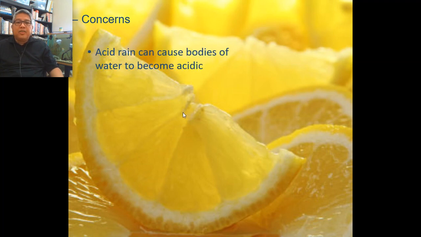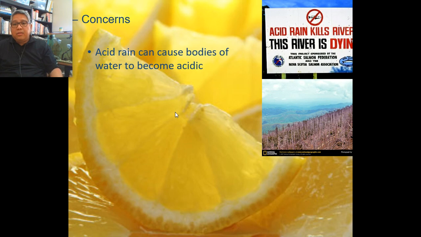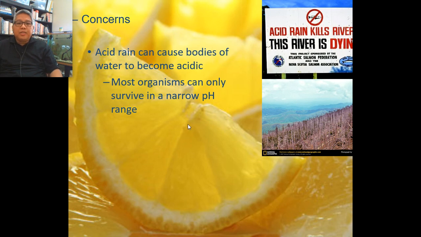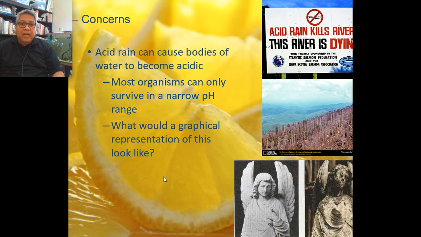So concerns: acid rain can cause bodies of water to become acidic, and they can actually kill fish. Okay, acid rain kills rivers. This river is dying. Most organisms can only survive in a narrow pH range, and that's the reason why, for my fish tanks, I'm checking the pH just to double check.